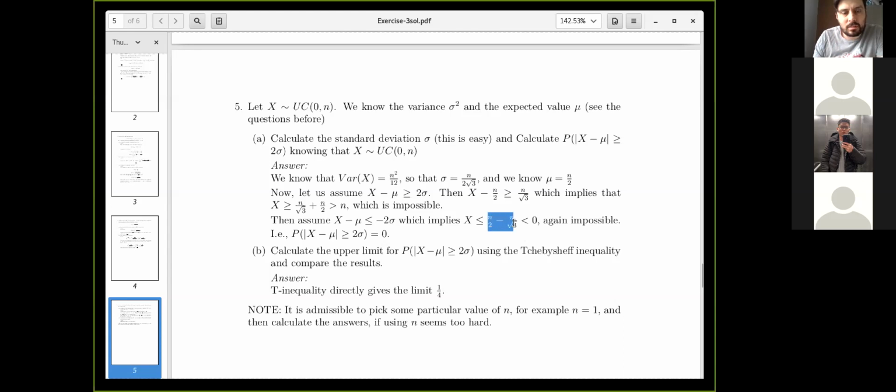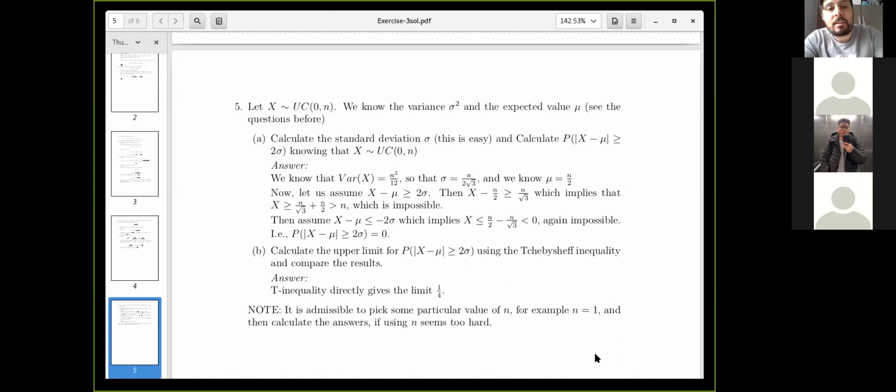And we notice that n over 2 is in fact smaller than n over the square root of 3. So this becomes that x is smaller than or equal to something that is smaller than 0. Again, impossible. So the probability that the absolute value of x minus mu is greater than 2 times sigma is in fact 0. So there you have it.